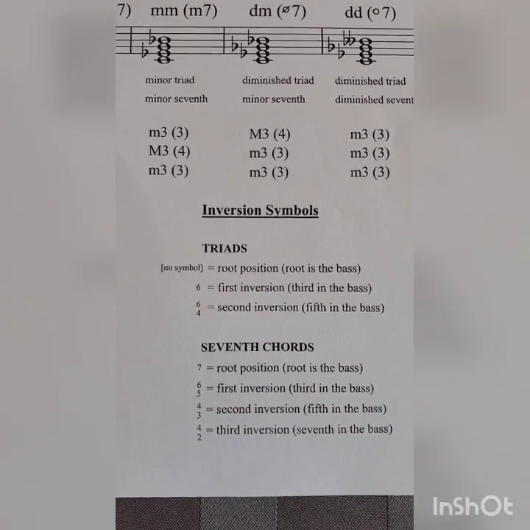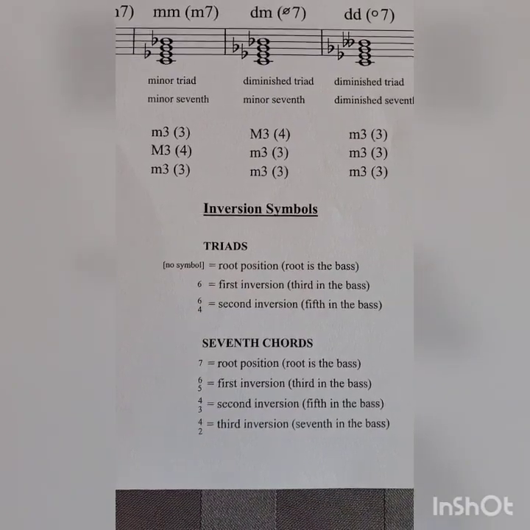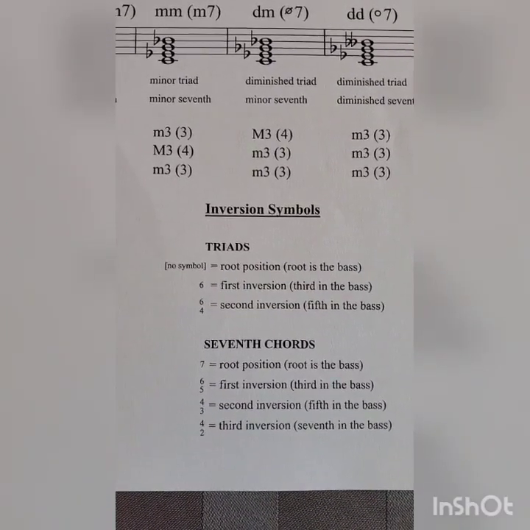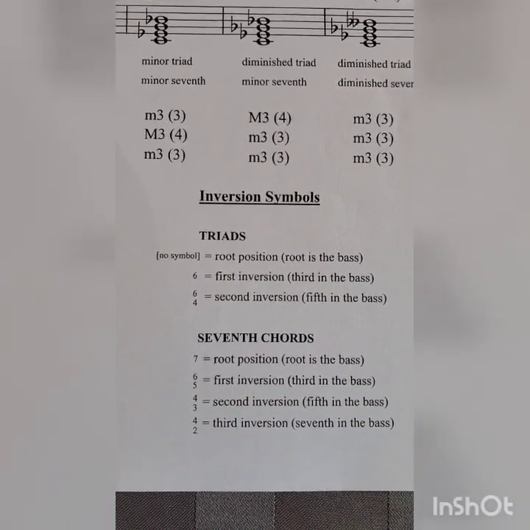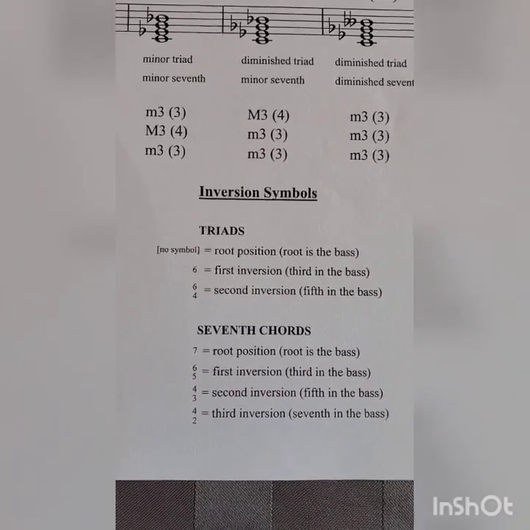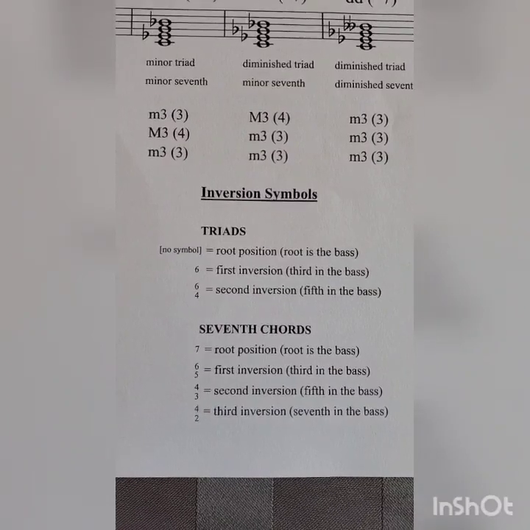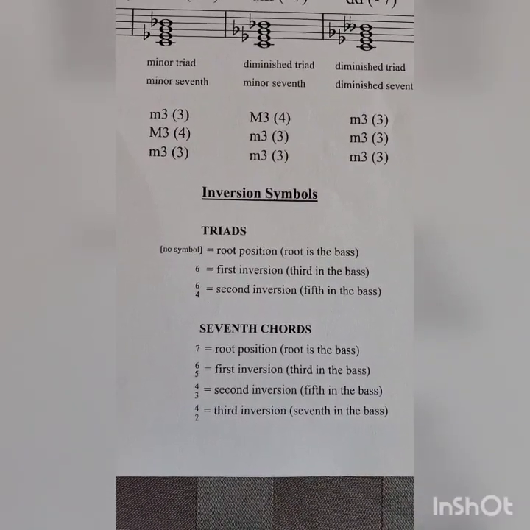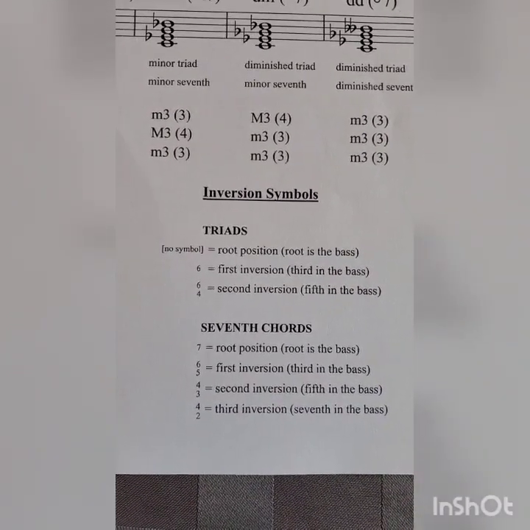Now, for seventh chords, you have to use a symbol for the root position. So 7 means root position for seventh chords. 6-5 means first inversion for seventh chords, the third in the bass. 4-3 means second inversion, 5th in the bass. And 4-2 means third inversion, the 7th in the bass.